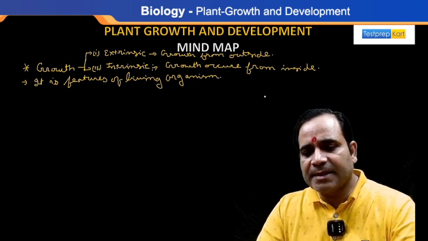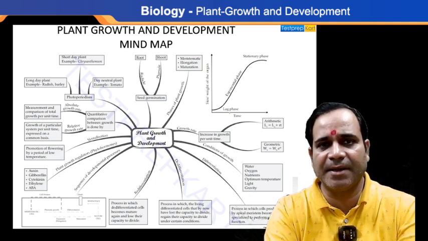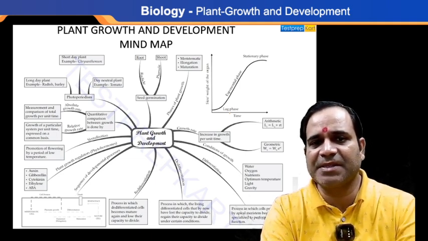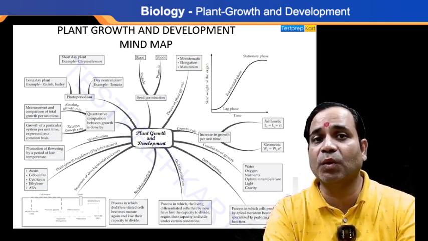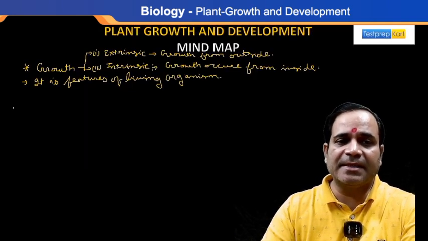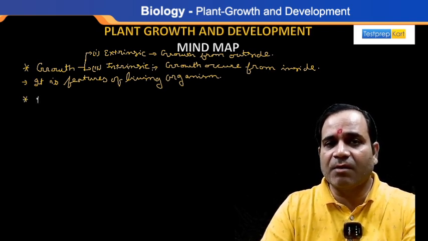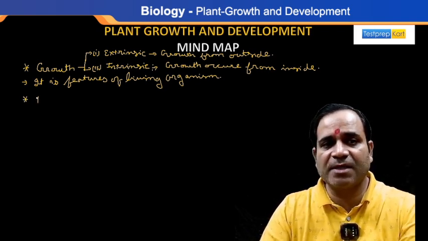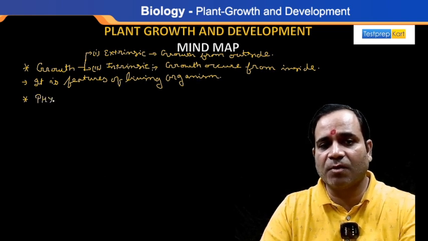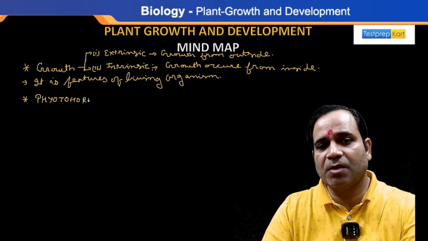Now the thing that is very important to understand here is, if I ask which is the basic thing responsible for growth in plants, what do you say? You say that the basic thing for growth in a plant is hormone. And the hormone which is present in the plant is known as what, my dear? Phytohormone. Why am I saying phytohormone, not hormone?